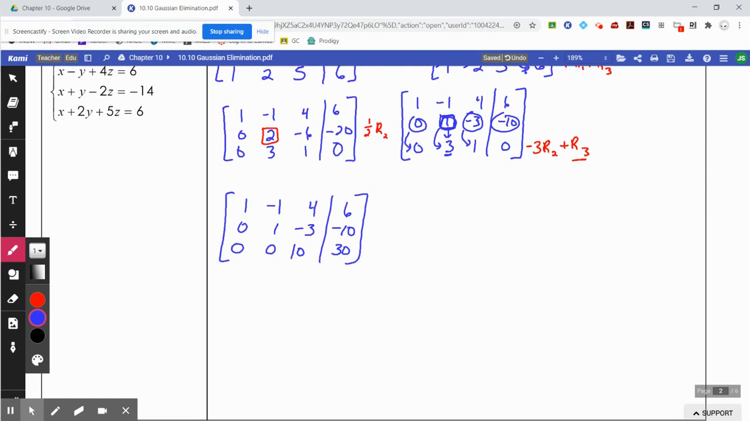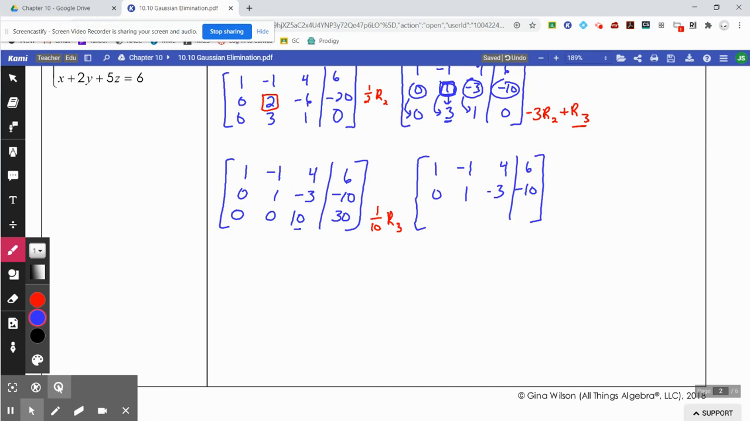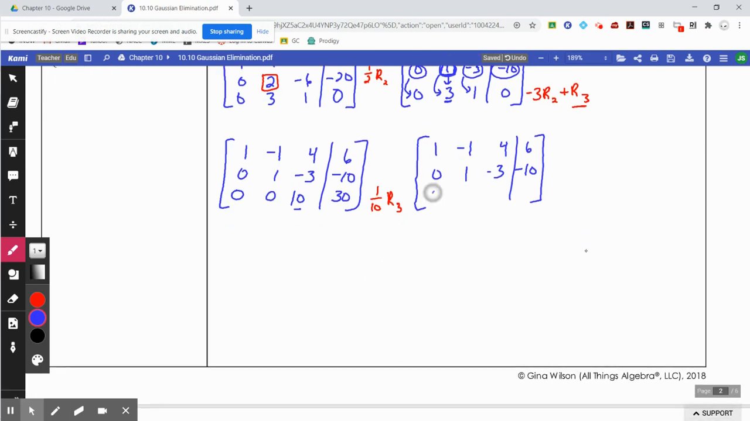Okay, my last step now. I've got my 1s, my 0s below it. I just need to make this a 1. And it's pretty easy how to do that. We're simply going to do 1/10, or divide it by 10. We're going to do 1/10 of row 3. So rows 1 and 2 stay the same. And then row 3, multiply everything by a 10th, gives you 0, 0, 1, and 3. So now I'm finished with row echelon form.